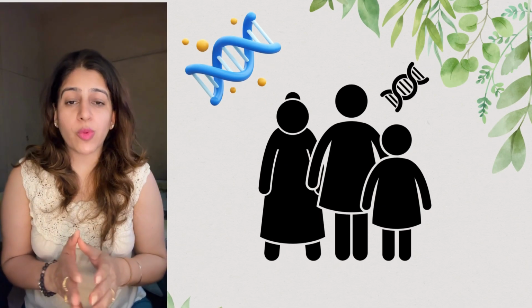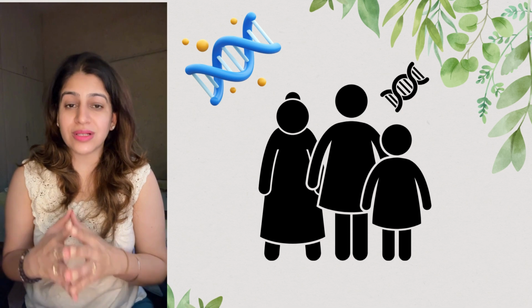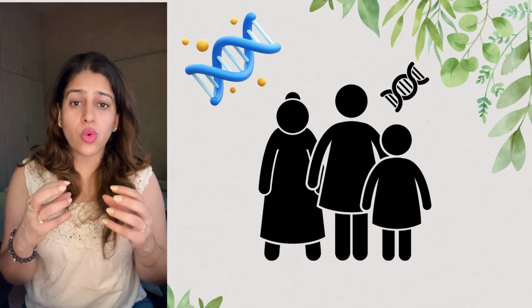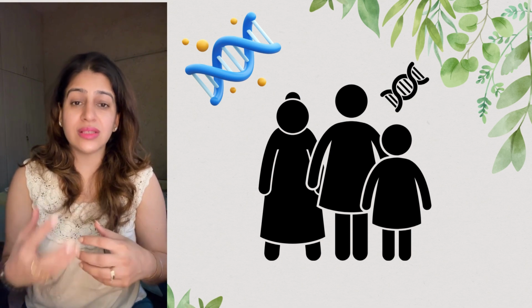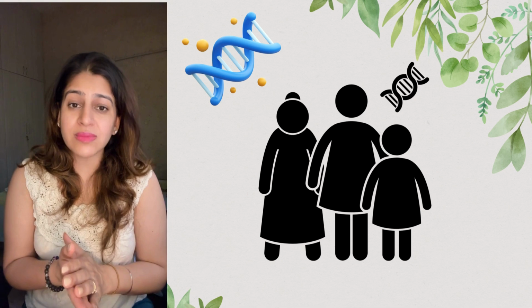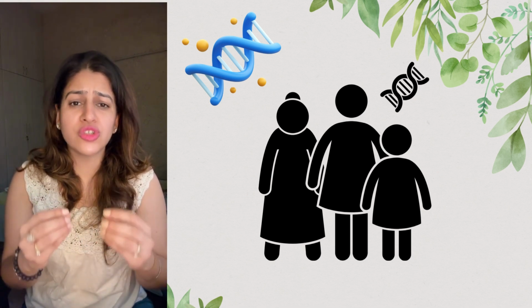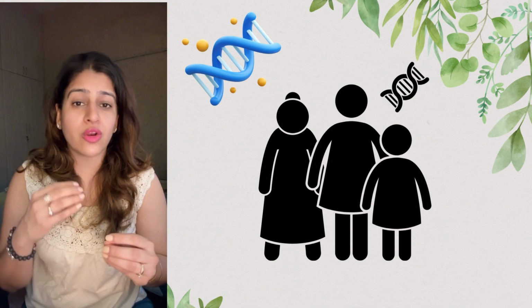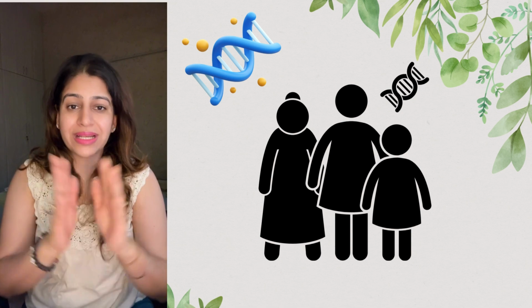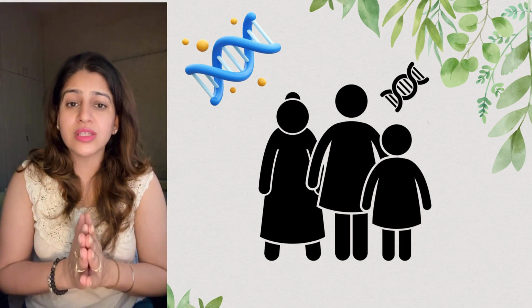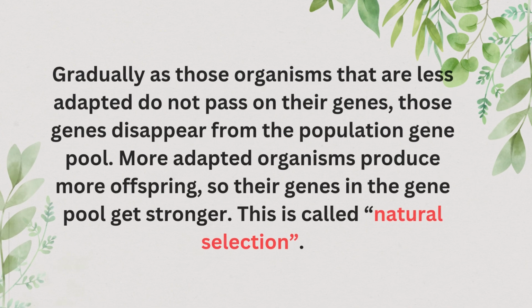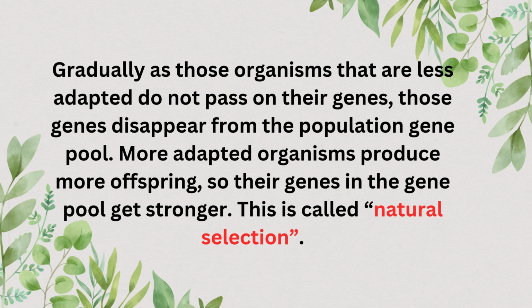Another last point in the introduction is natural selection. All those organisms who are able to adapt themselves, their genes are passed on to their offspring. And the organisms that are not able to adapt themselves, those genes get weaker, are not passed on to the offspring, and vanish. So this is called natural selection, where gradually those organisms that are less adapted do not pass on their genes, and those genes dissipate from the population gene pool. More adapted organisms produce more offspring, so their genes in the gene pool get stronger. This is called natural selection.